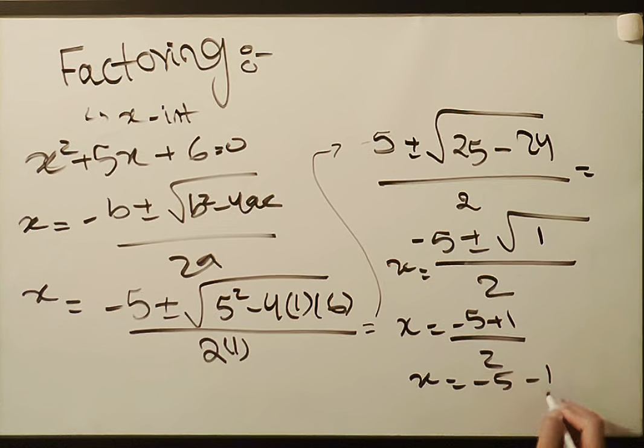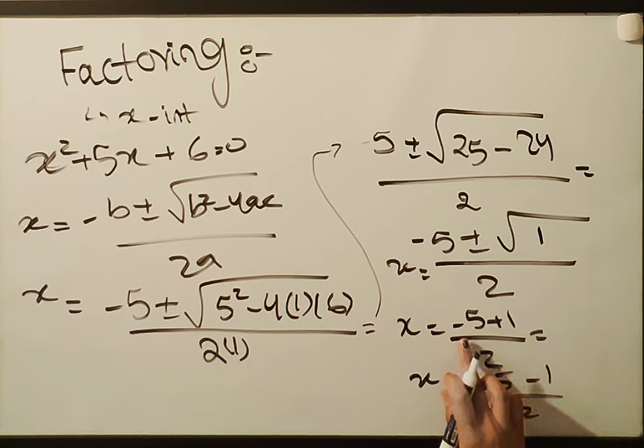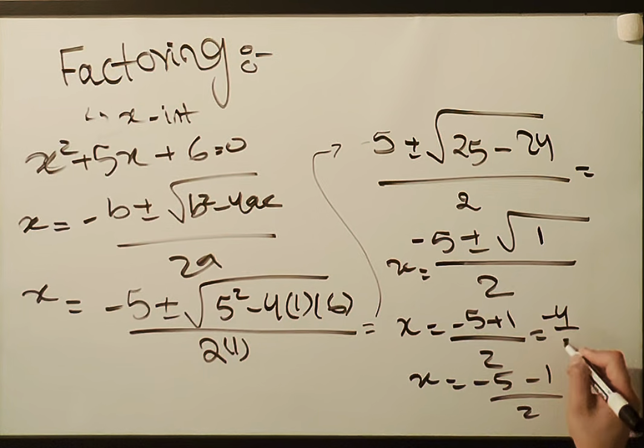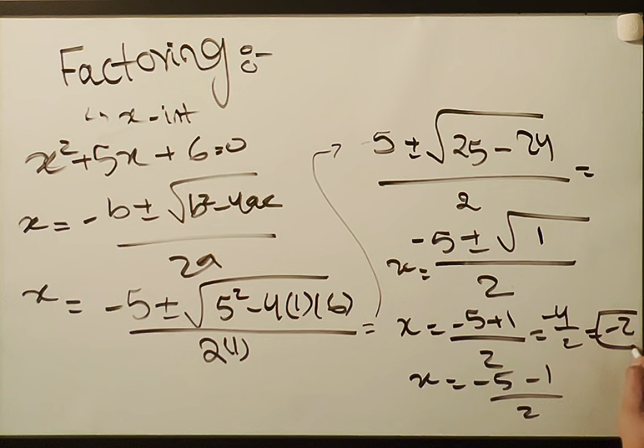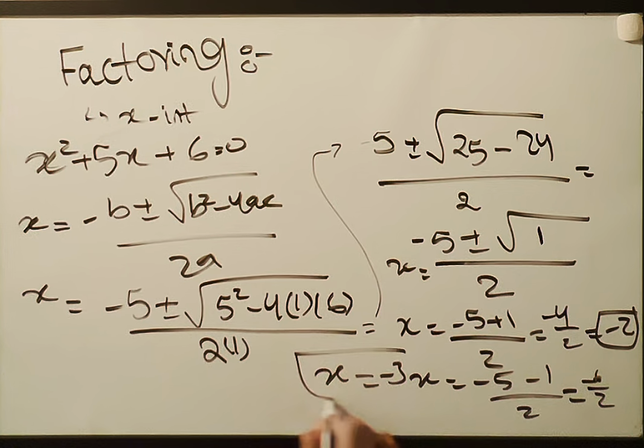Negative 5 minus 1 over 2. Negative 5 minus 1 is negative 4. Negative 4 divided by 2 is negative 2. Negative 5 and negative 1 is negative 6 over 2. And our x is equal to negative 3.